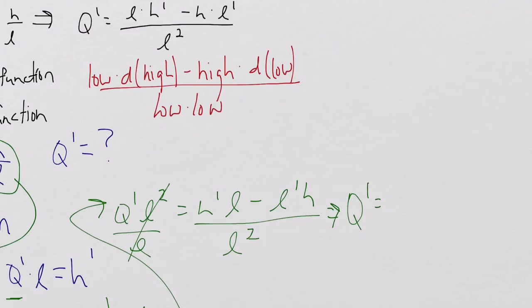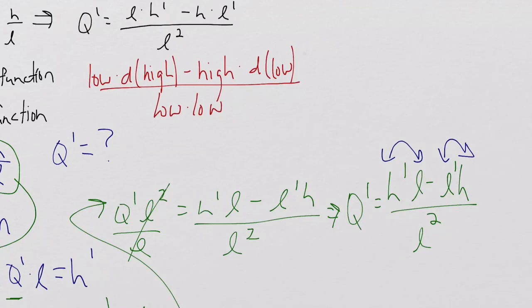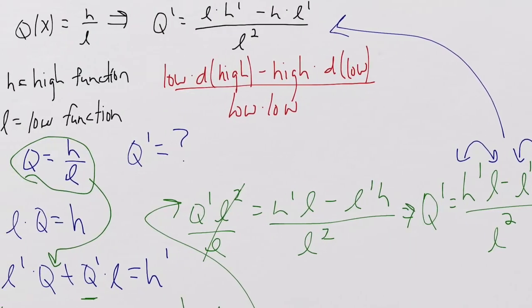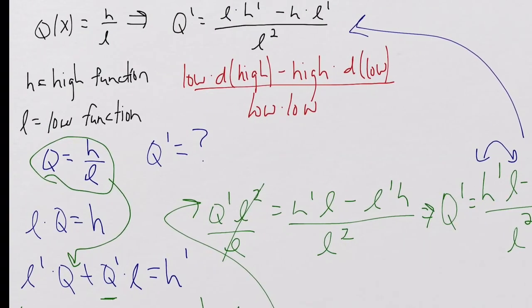these guys cancel, H prime L minus L prime H over L squared, like that. And notice I can rearrange some things. Just switch these two and switch these two, and then what I have in green is exactly what I have there, which is the quotient rule, which you can see some examples of in other videos of mine, or maybe on some other videos online.